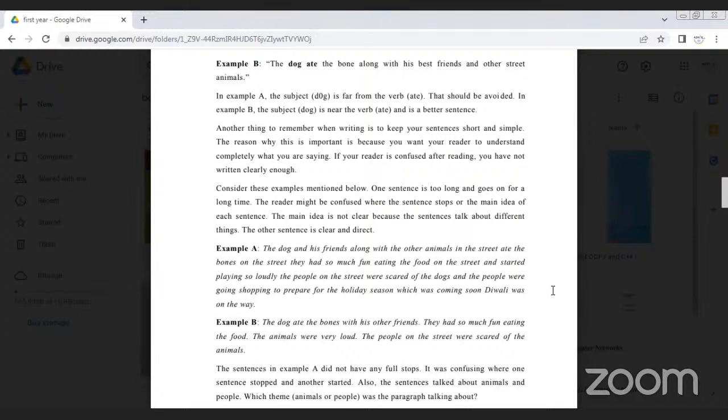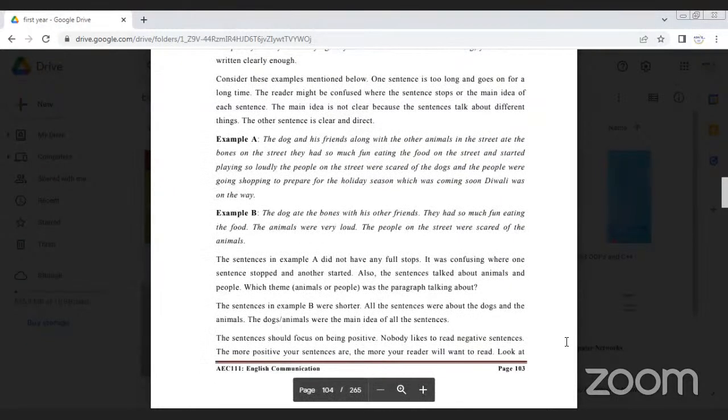Let's see the next example. Example number B: The dog ate the bones with his other friends. You have to write a full stop here. They had so much fun eating the food. Then the animals were very loud. The people on the street were scared of the animals.